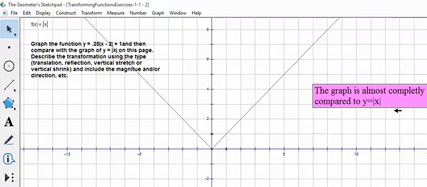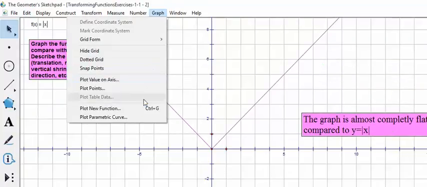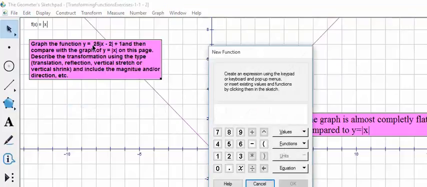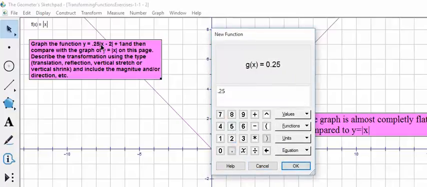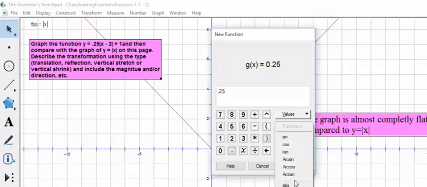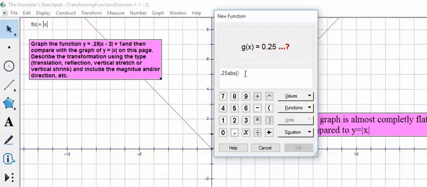And then we are going to graph this one here. So we are going to see how, go to graph, plot new function. And we're going to put the part after the equal sign. So y equals. So we're just going to type in the 0.25. Now to find the absolute value bars, you have to go to functions and then click on abs. You see that? Functions and then abs right there. That's absolute value. And now we're going to put the part after the absolute value sign, which is x minus 2. And you'll see that up here, that looks like this.